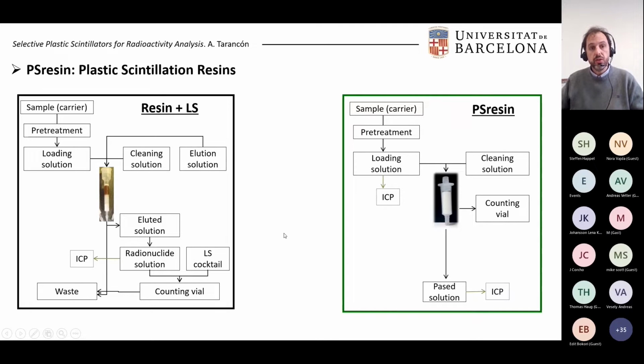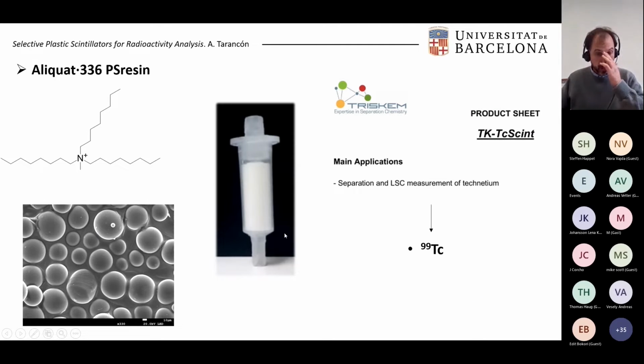So going into detail on the plastic scintillator resins we have developed and worked on, and the different applications. The first one, or let's say perhaps the main one, is the plastic scintillator resin based on Aliquat 336, as we have seen in the past presentation from Nora. This is equivalent to the TEVA resin with the quaternary ammonium as an extractant. So here you have an image of the cartridge with 1 gram of the plastic scintillation resin.